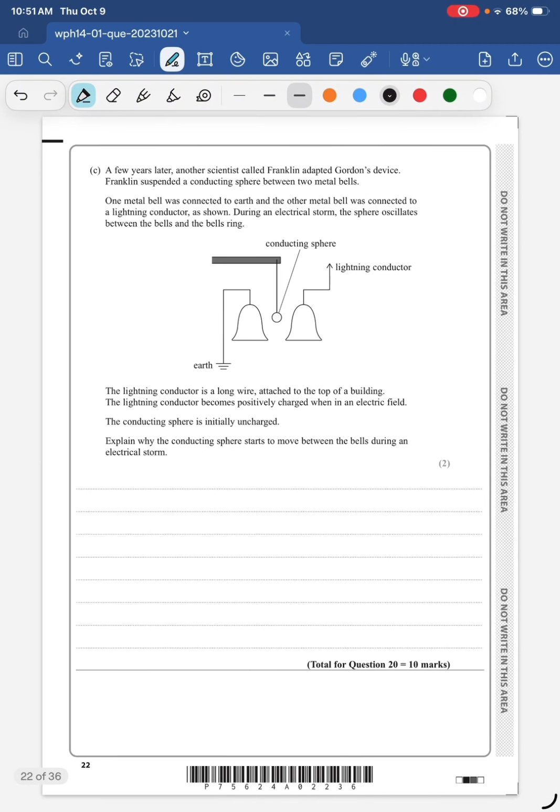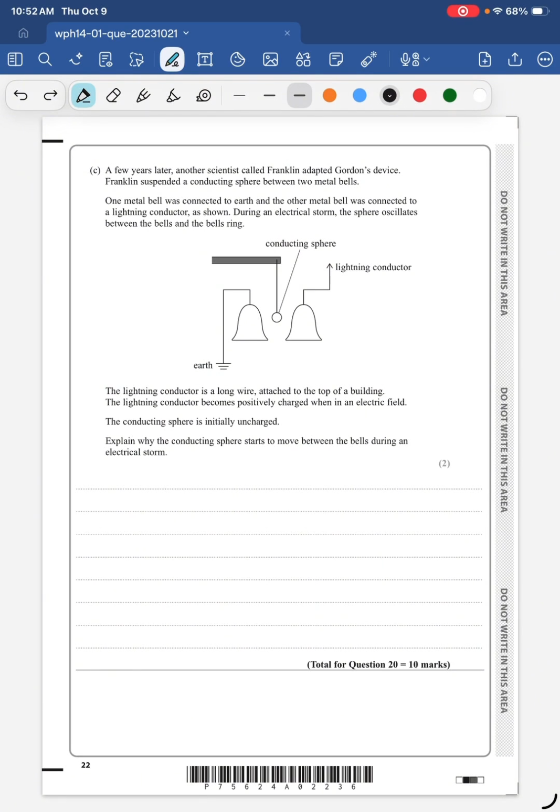All right, part C. A few years later, another scientist called Franklin adopted Gordon's device. Franklin suspended a conducting sphere between two metal bells. One metal bell was connected to Earth, okay, this one, and the other metal bell was connected to a lightning conductor as shown. During an electrical storm, the sphere oscillates between the bells and the bells ring. Okay, electrical storm. Okay.